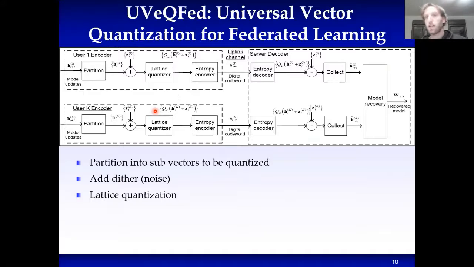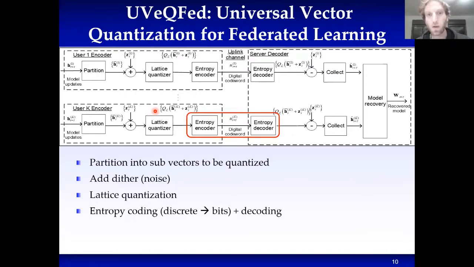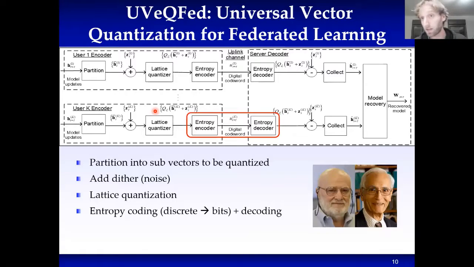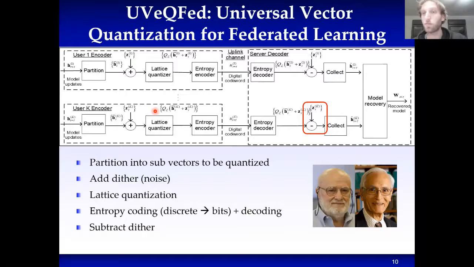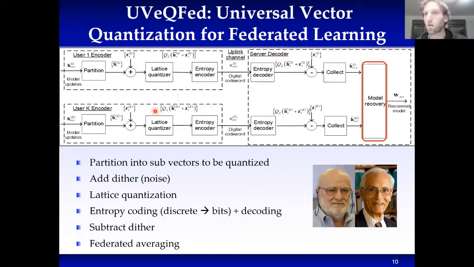What we obtain at the output of the lattice quantizer is a set of centroids, which are the points to which each subvector was assigned. And then we can compress it further into bits using entropy coding and decoding. There are universal schemes for entropy coding, such as the Lempel-Ziv scheme, so this can also be done without requiring knowledge of the underlying distribution. On the server side, you subtract the jitter in order to get subtractive dithered lattice quantization, and then you just aggregate the recovered model updates, the noisy, distorted ones, using conventional federated averaging.